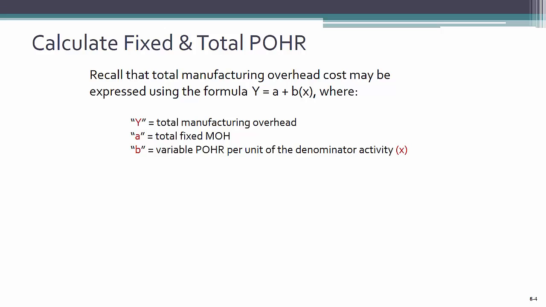We can express total manufacturing overhead in terms of fixed and variable cost by using the equation y equals a plus bx, where y is total manufacturing overhead, a is the fixed portion of overhead, and bx is the total variable cost. Recall that b is the variable portion of the POHR, and x is the quantity to be used of the denominator activity.